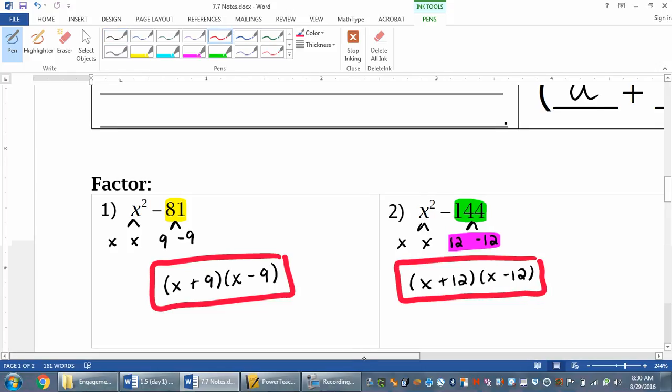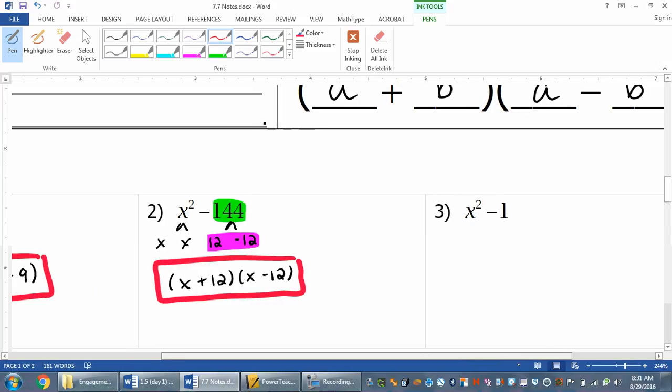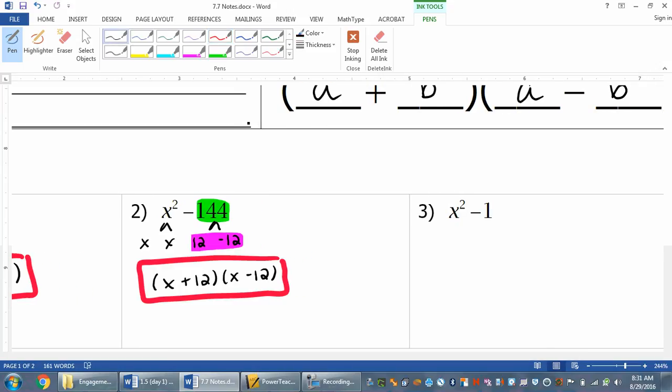All right, let's move on to example number 3. Again, 1 might not be on your list for perfect squares, but 1 is actually the first perfect square because 1 squared is 1. Again, I'm going to break up x squared as x and x, 1 as 1 and negative 1. My factors are x plus 1, x minus 1.